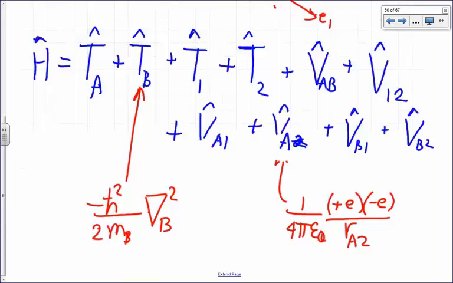Okay, so that's how you construct the Hamiltonian operator. You have a kinetic energy operator and a potential energy operator.